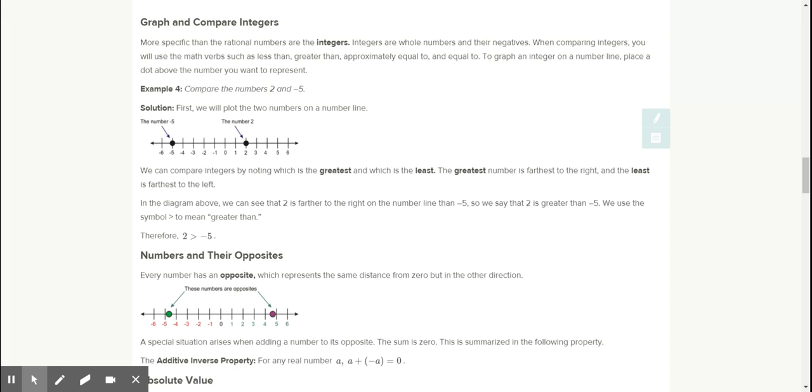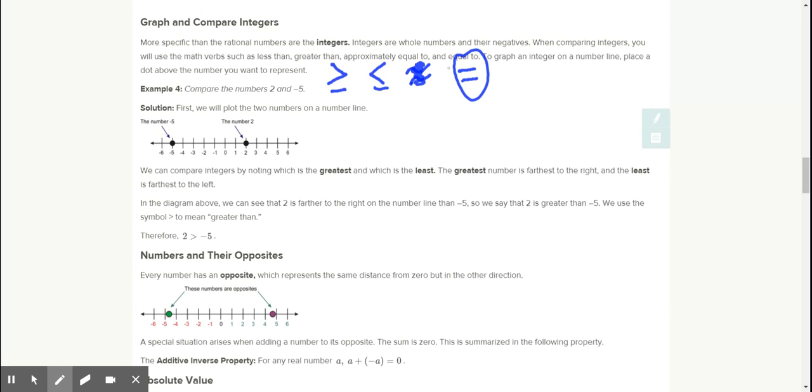Some of those verbs that this was just talking about, when you're comparing, we use symbols. So we use the greater than symbol. Got our greater than symbol. We've got our less than symbol. Approximately equal to would look something like this, or equal to. Now we're not going to worry about this approximately. The main ones we're going to look at right now are greater than, less than, and equal.